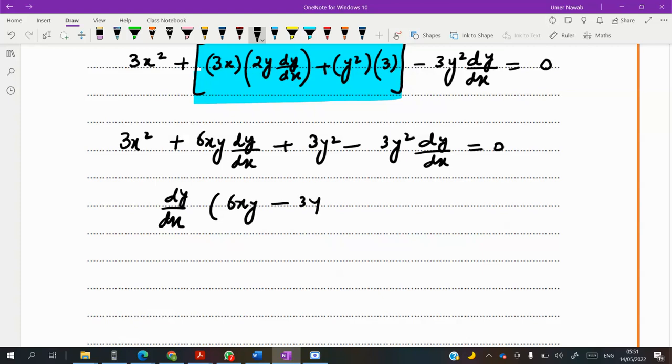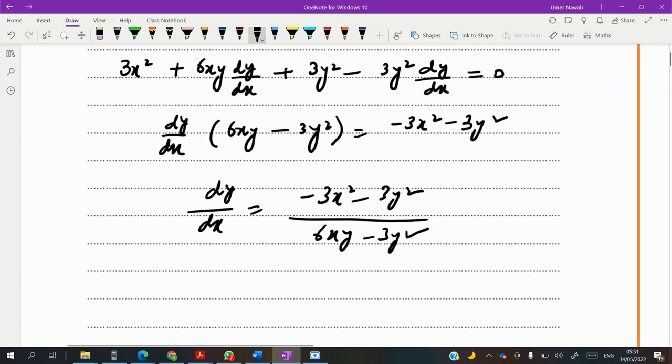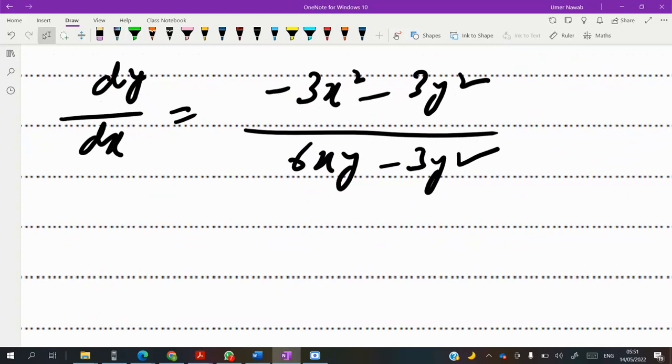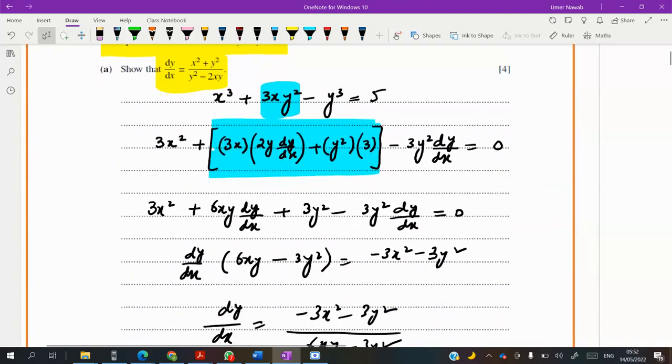6xy minus 3y squared, and send the other terms to the other side: minus 3x squared minus 3y squared. Finally, dy by dx is equal to minus 3x squared minus 3y squared over 6xy minus 3y squared. Now, all of you, please check that. Is anything going to be cancelled? I think the result is matching.